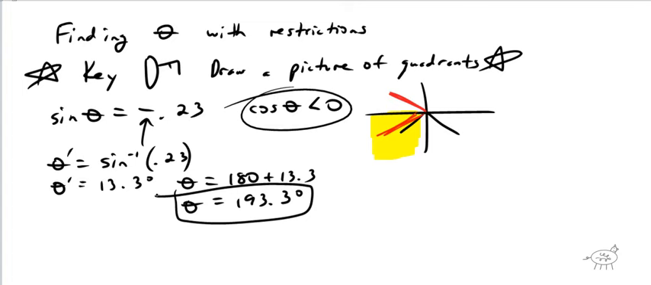Okay, it's the only difference between what we did before and what we're doing now. Now, like I said, I'm giving you an additional restriction. I'm telling you, hey, cosine of theta is less than 0. All right, so let's do another one here now. These are really pretty easy.